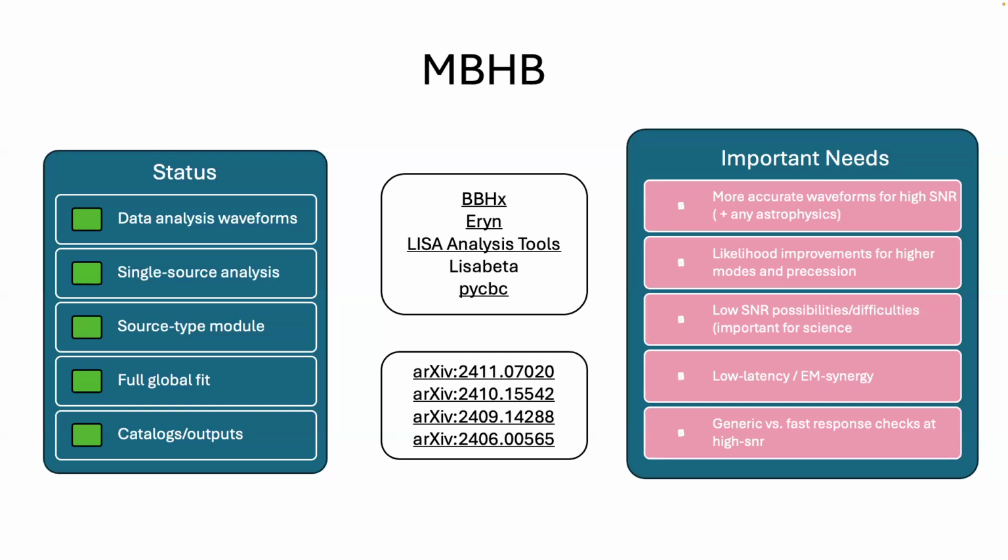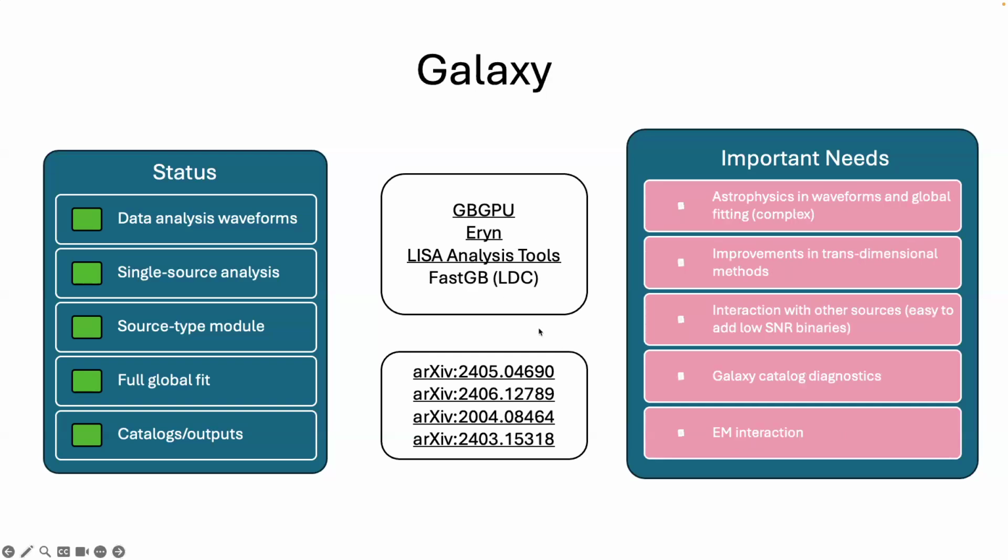Any other questions on massive black holes before we go forward? Okay, we can always come back at the end if anyone has questions. All right, next up is the galaxy. By the galaxy here, I mean ultra compact binaries, mostly white dwarf binaries, but especially in the future, we'll need to make sure that we have the neutron star binaries and stellar origin binaries in there, but we'll talk about those in a bit.